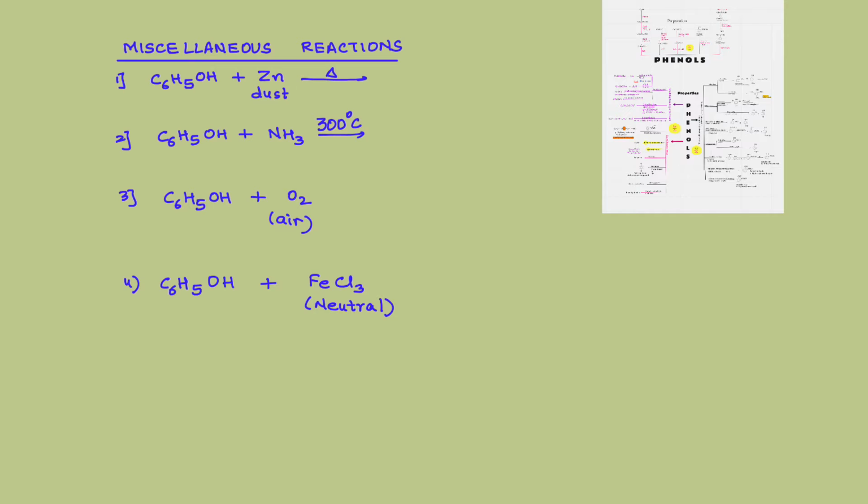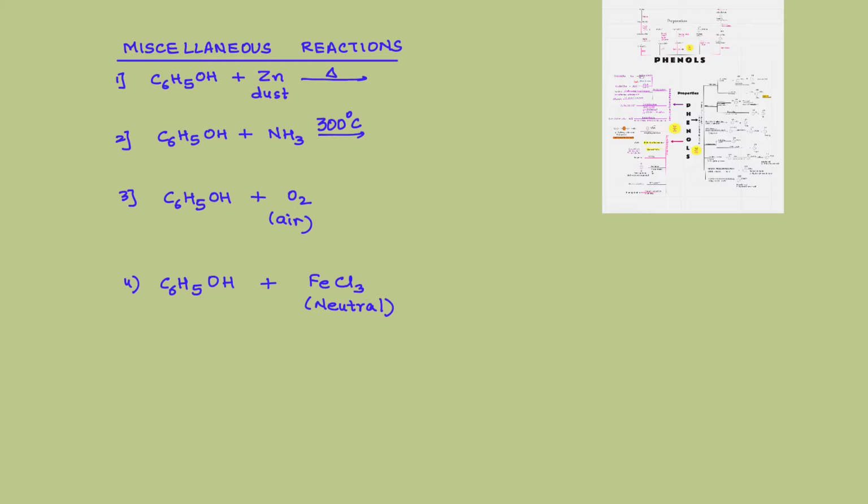What happens to phenol in the presence of oxygen? We know that it gets easily oxidized. The color also changes. Otherwise, it's supposed to be a colorless, oily liquid. But what happens in the presence of oxygen? Why does it turn brownish when left exposed to air for a long time?